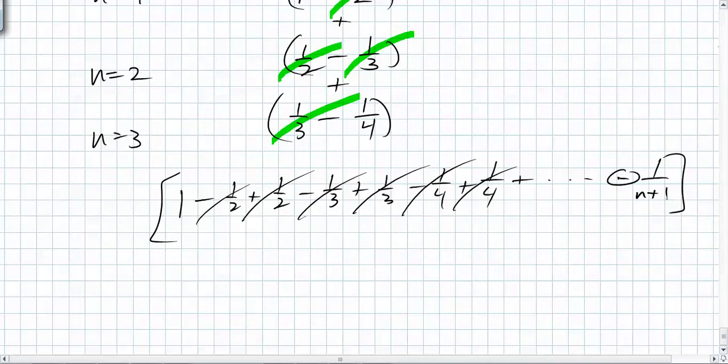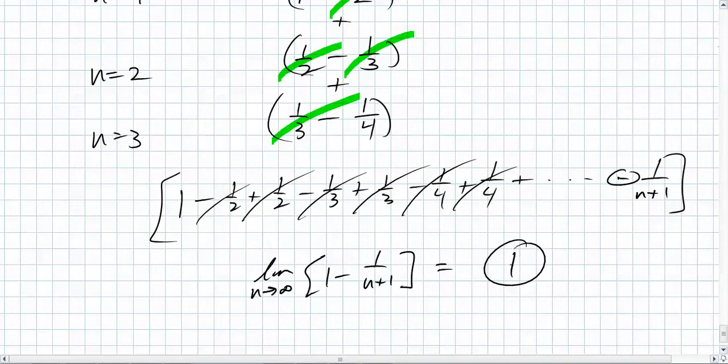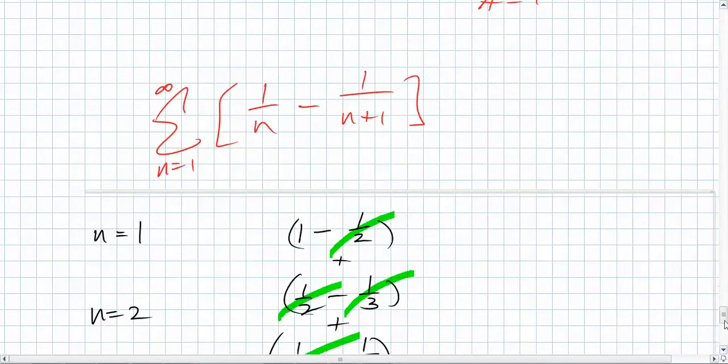Again, I was being sloppy because I was like, oh, it's going to go away, right? You're looking at now the limit as n goes to infinity of 1 minus 1 over n plus 1, which is 1. It's 1. You got to the prize. Take the prize.